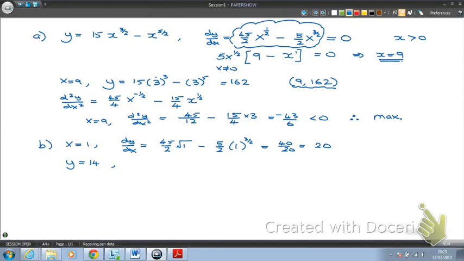So now we can write down the equation of the tangent, and it's y minus 14 is equal to the gradient, which is 20, and then x minus 1. And just rearranging, we get y equals 20x minus 20 plus 14, which is minus 6, and that's our equation of the tangent.